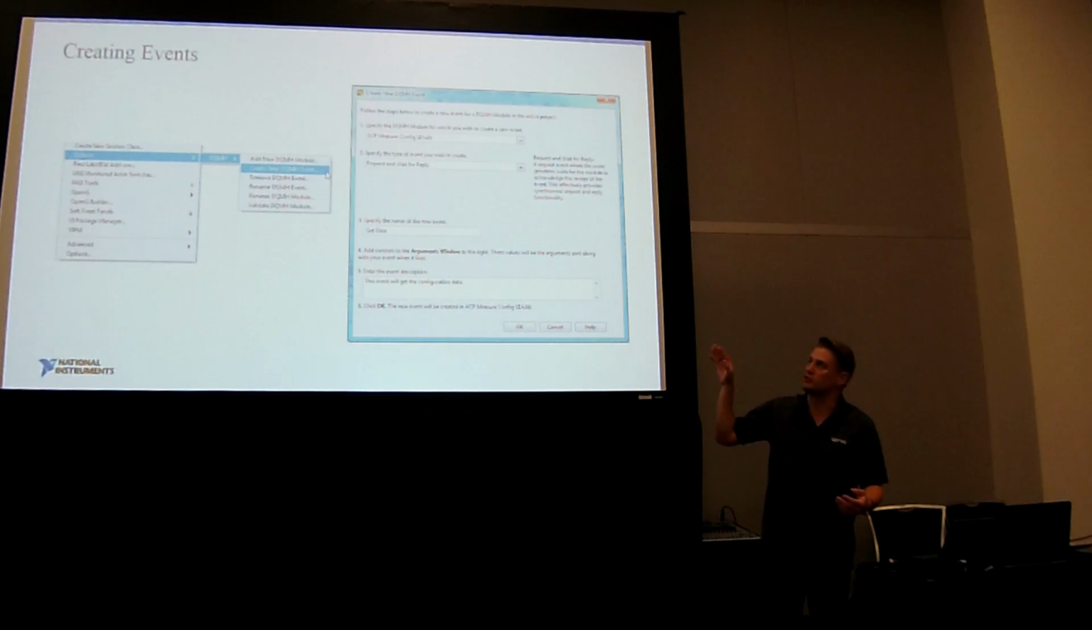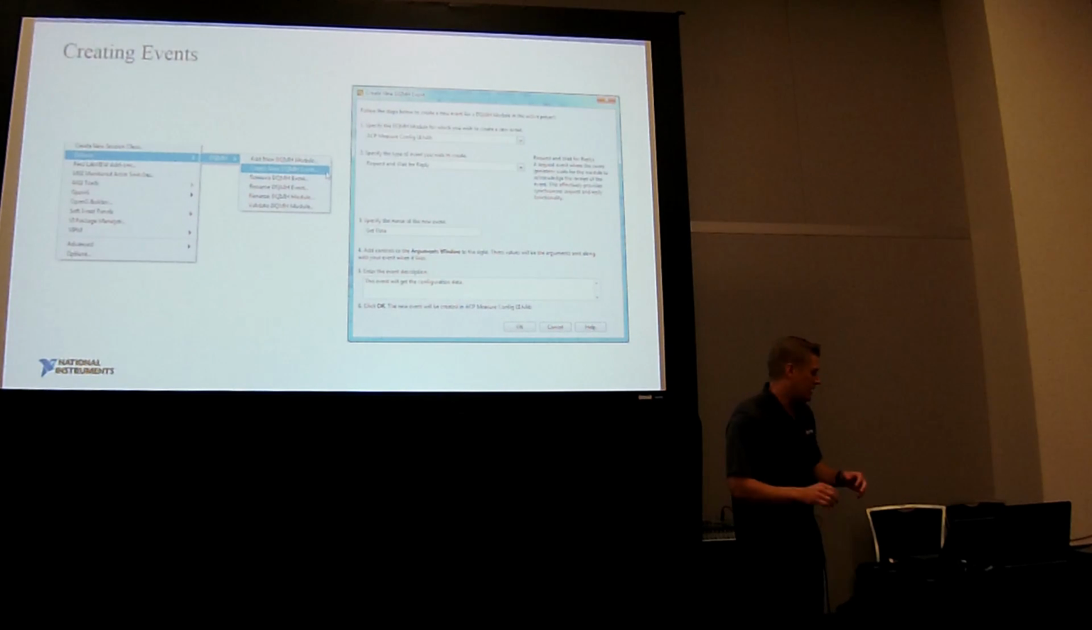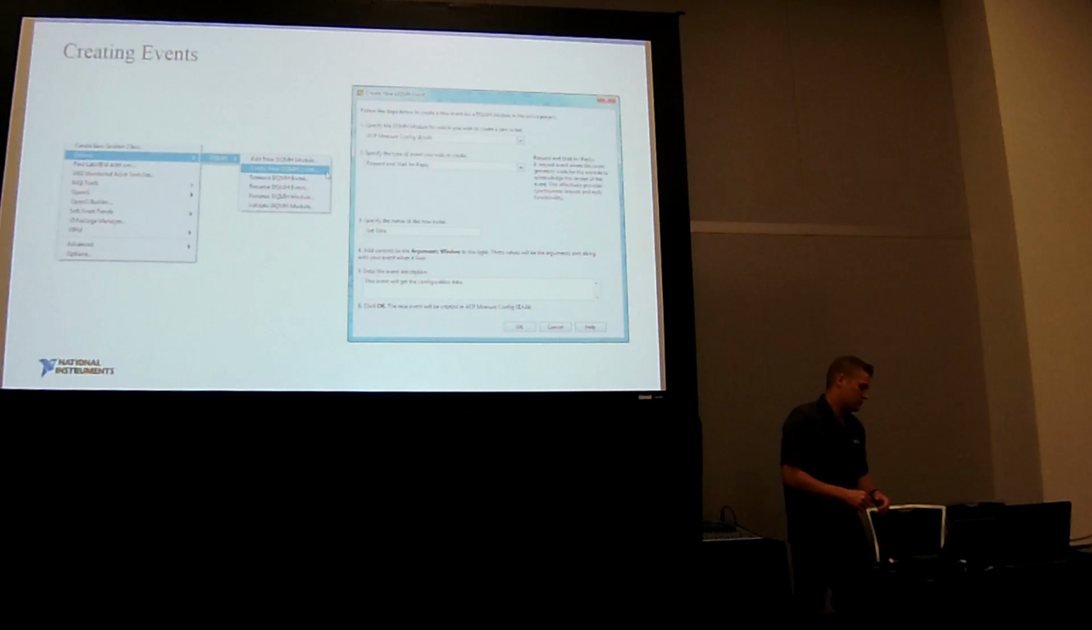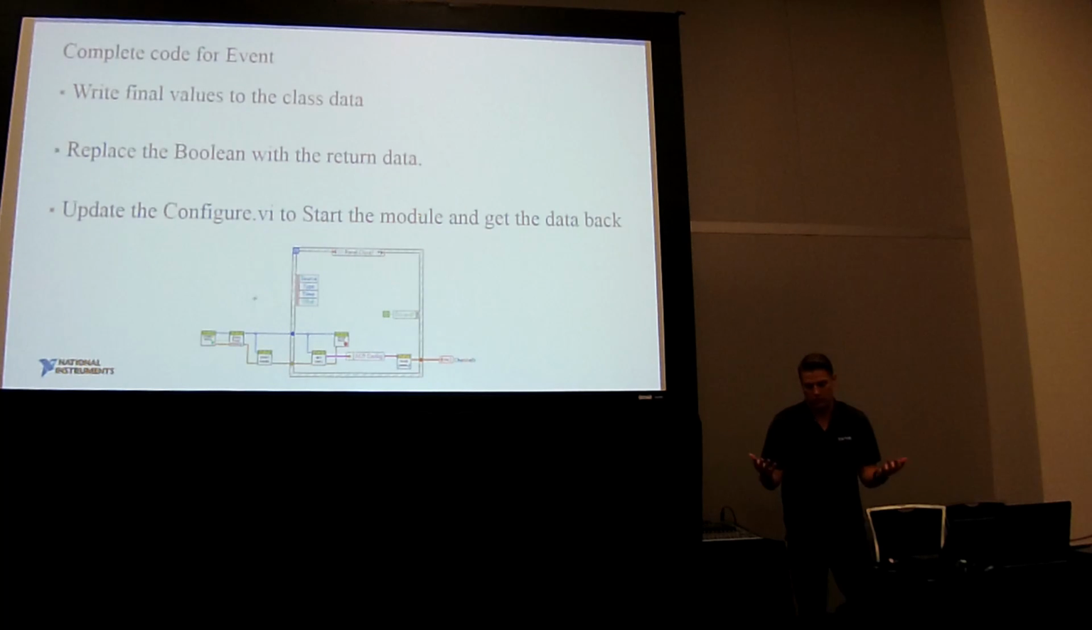So we want that to be a synchronous operation. So we set it to be request and wait for reply. Get the data and make sure you add your description so that you know what the heck's going on. And then once you're done with that, you just complete the code. It's pretty simple. You just walk through the steps. It's all outlined on the block diagram.